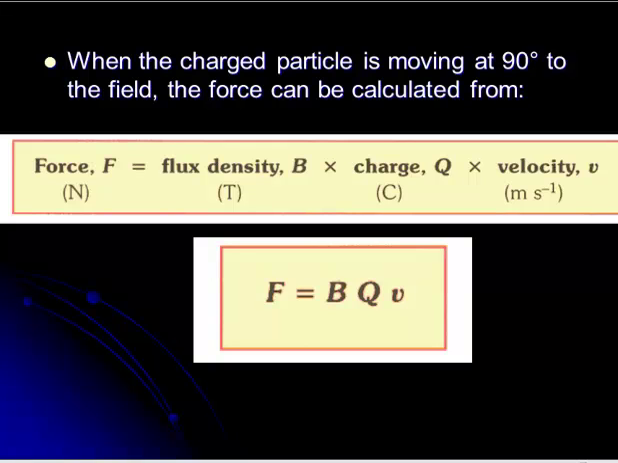Now remember, if the charged particle is not moving at 90 degrees to the field, we've got to take that into consideration, similar to the manner in which we did with the wire not being perpendicular to the magnetic field. We just add a factor which is sine theta, and theta is the angle between the motion of the particle and the magnetic field. So now I've got a formula which is kind of useful.